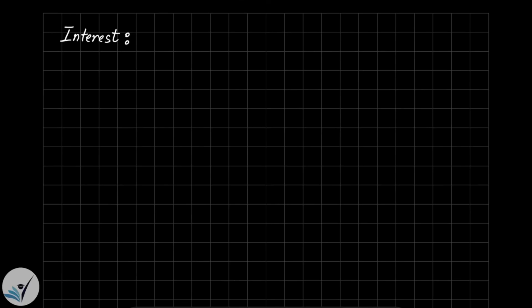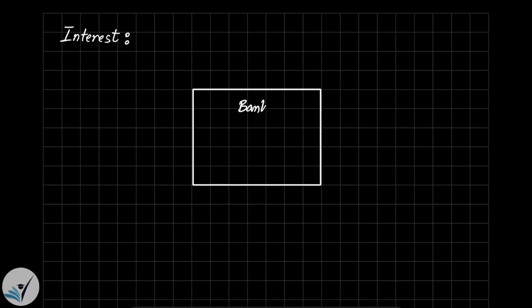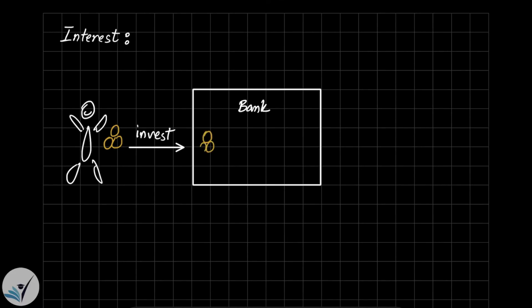So in the first example, assume this is a bank and this is you, and you look happy. The reason that you look happy is that you have some money and you want your money to grow, so you decide to invest your money in the bank. You take your money to the bank, and the bank tells you that they're going to pay you interest, so your money will grow over time.